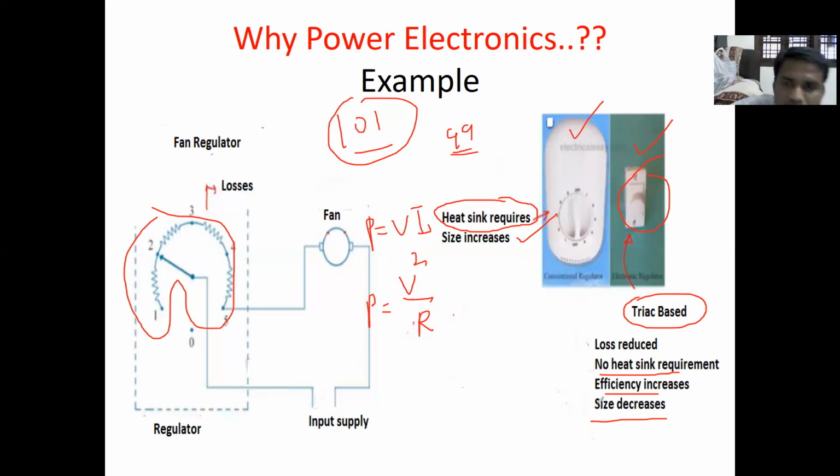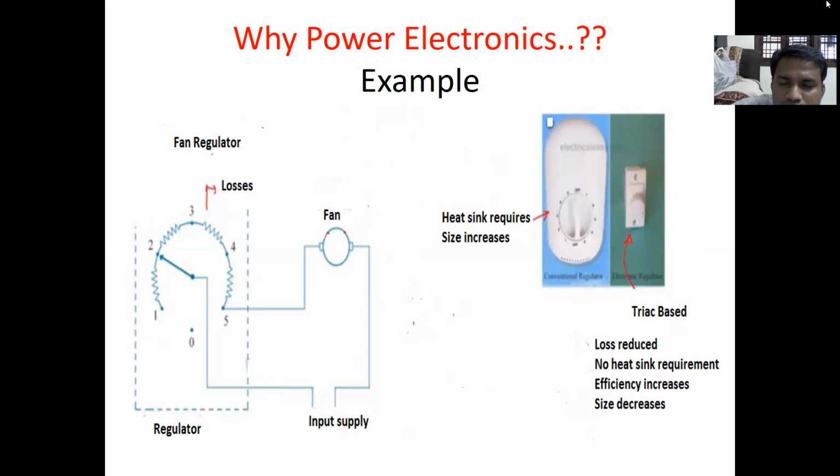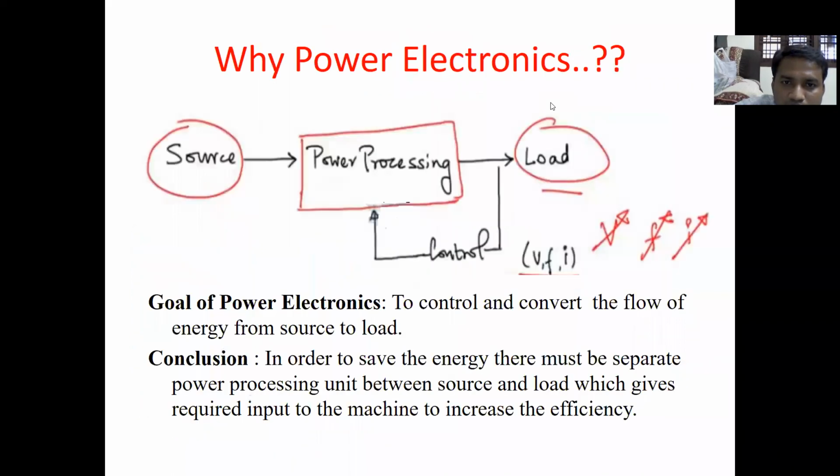So that is the thing. That is why we are using power electronic devices, in order to improve the efficiency. Okay, so that is the reason we are going to learn about power electronics. So what actually happens here, from source to load, power is delivered to the load. But the thing is, power processing is there, but no control action is going to take place.